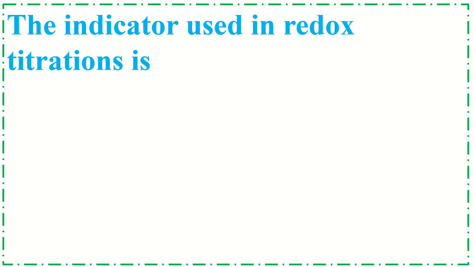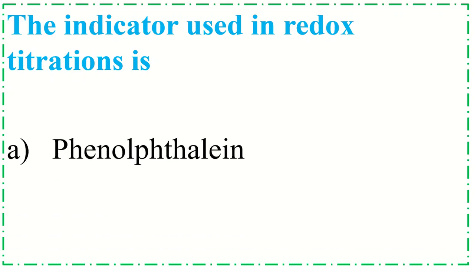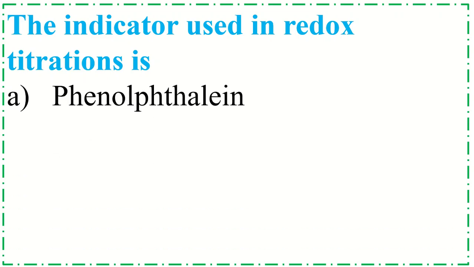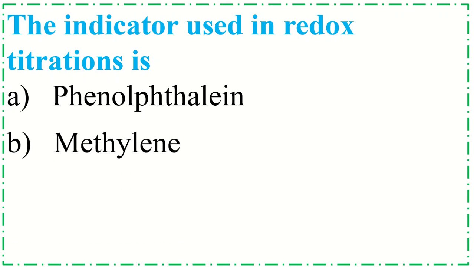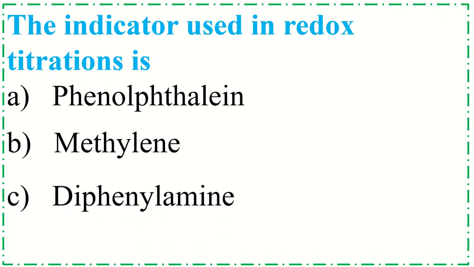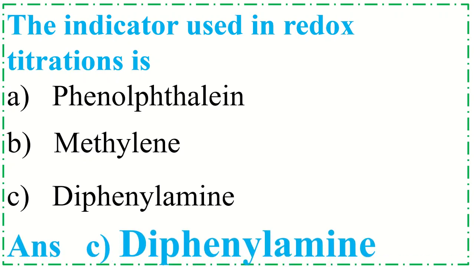The indicator used in redox titration is option A phenolphthalein, B methylene blue, C diphenylamine. Correct option is C diphenylamine.